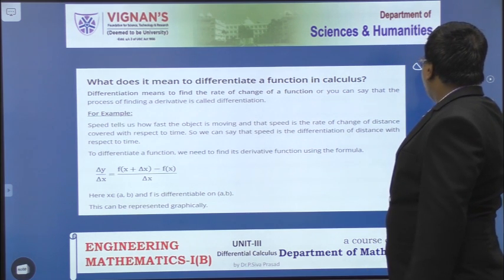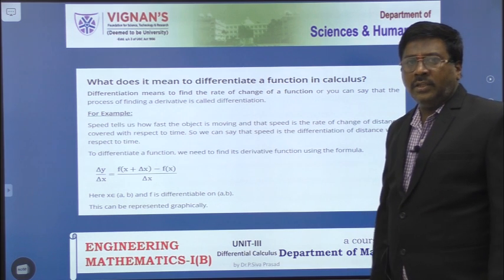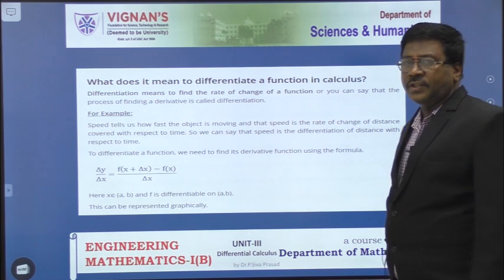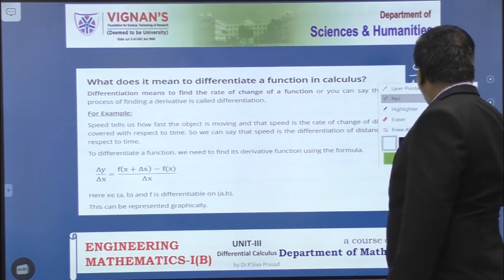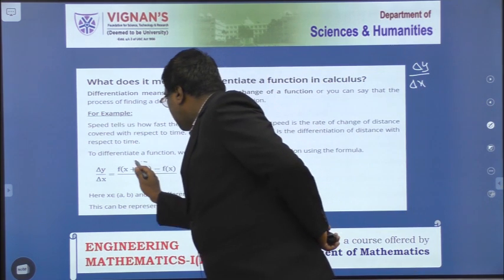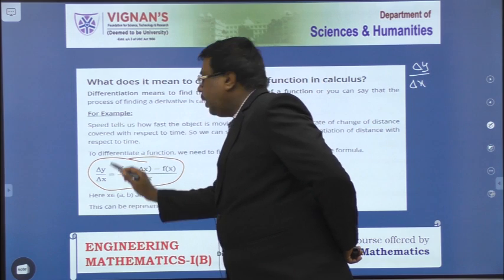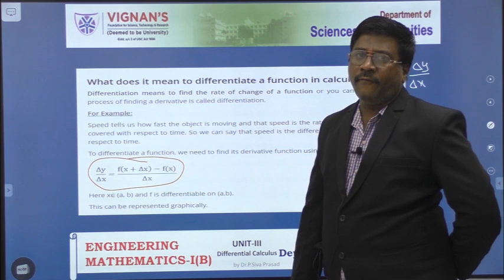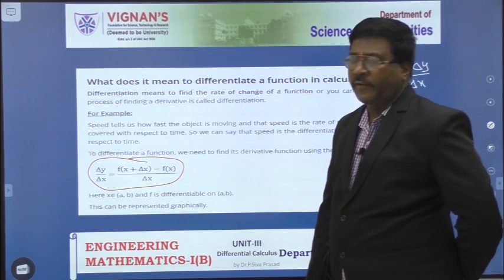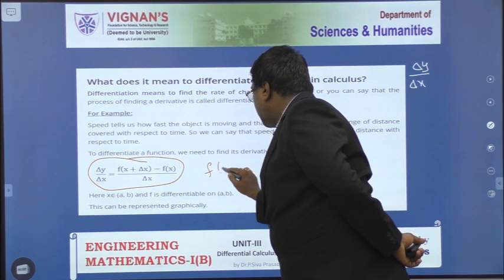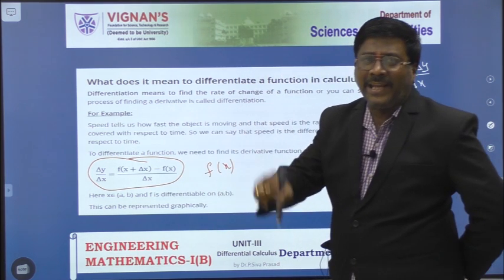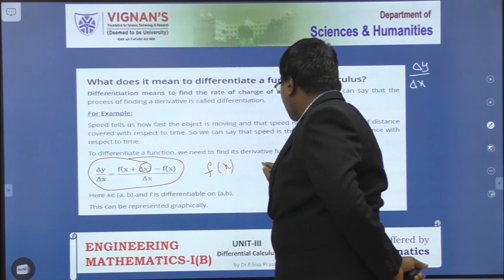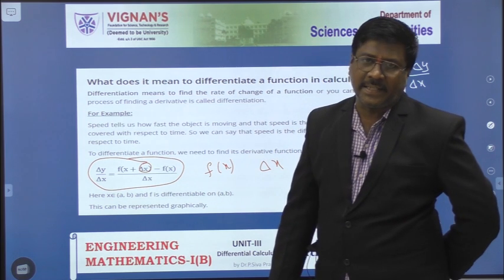Here delta y represents the change in y, and delta x represents the change in x. Here delta y by delta x is equal to f of x plus delta x minus f of x, divided by delta x. This is our given function f of x. In that, a small change in x we denote as delta x. Delta x is called the smallest change in x.